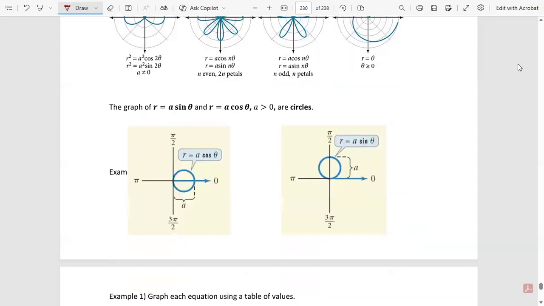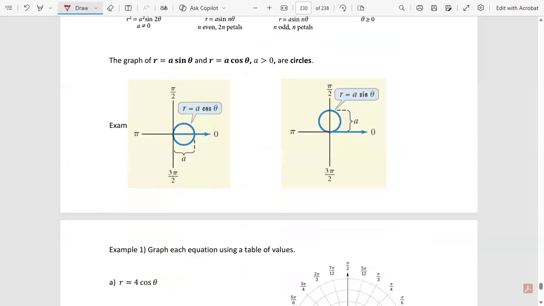Let's talk about the graph of circles. Anytime we have a polar equation in the form of r equals a times sine theta or r equals a times cosine theta, where a is a number, for example r equals 2 sine theta or 3 cosine theta or 4 cosine theta, the graph is usually a circle. If the equation includes sine, we have a circle on the y-axis. When the equation includes cosine, we always have a circle on the x-axis.